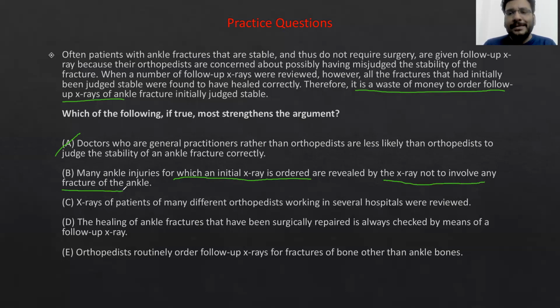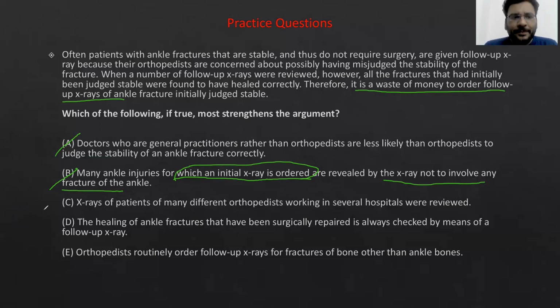Remember, the argument is not about the X-rays which were asked for initially. The argument is about whether we need to go for follow-up X-ray or not, right? So B is completely out of scope because it's not what we are looking for. So B is gone. Look at C. X-rays of patients of many different orthopedists working in several hospitals were reviewed.